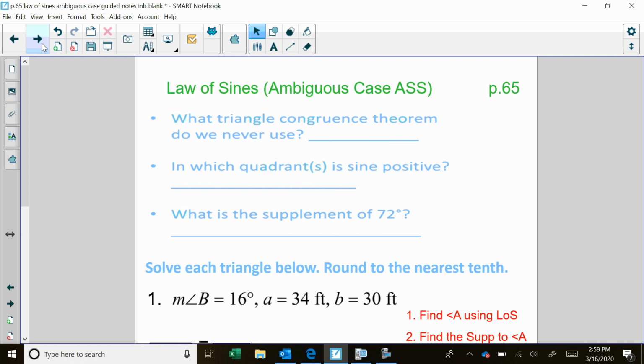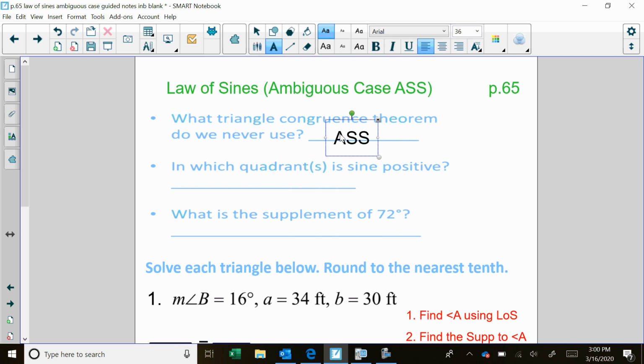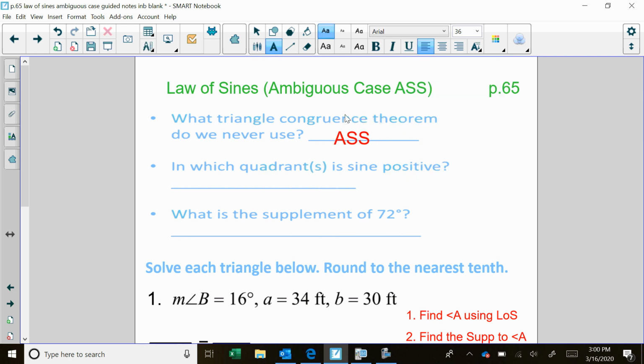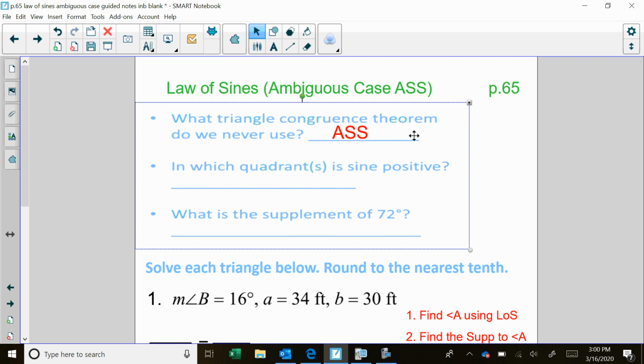So a couple of background things. If you remember back in geometry, there were 5 ways to prove triangles congruent, and ASS was not one of them. So today we take a look at why we can't use ASS as a congruence theorem.